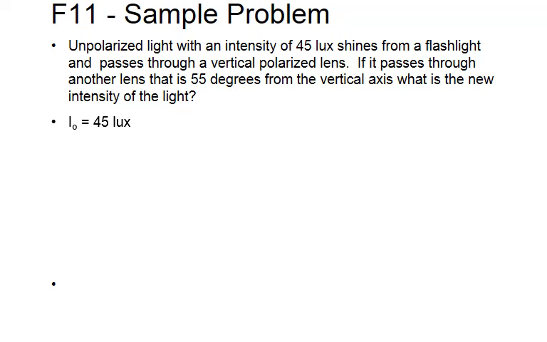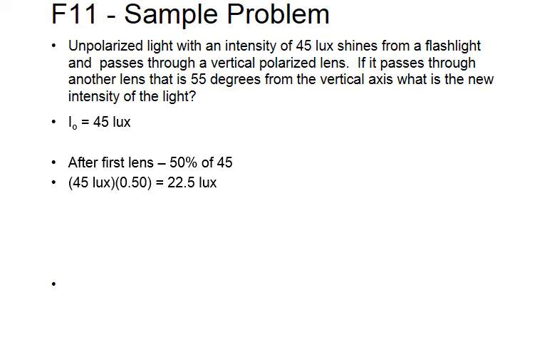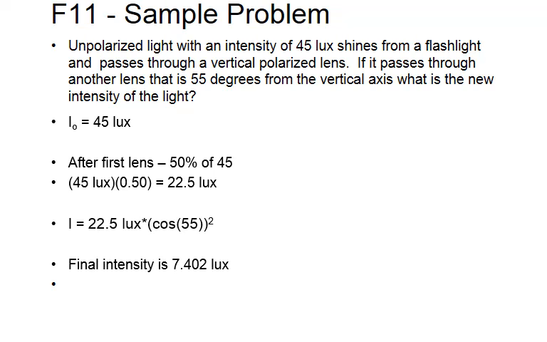All right, so 45 lux. After it passes through the first lens, only half of it's going to remain. You're left with 22.5 lux. And then if it's vertical, and then it's 55 degrees from the vertical, it's going to cut out some of that light, and the final intensity of that light will only be 7.402 lux.